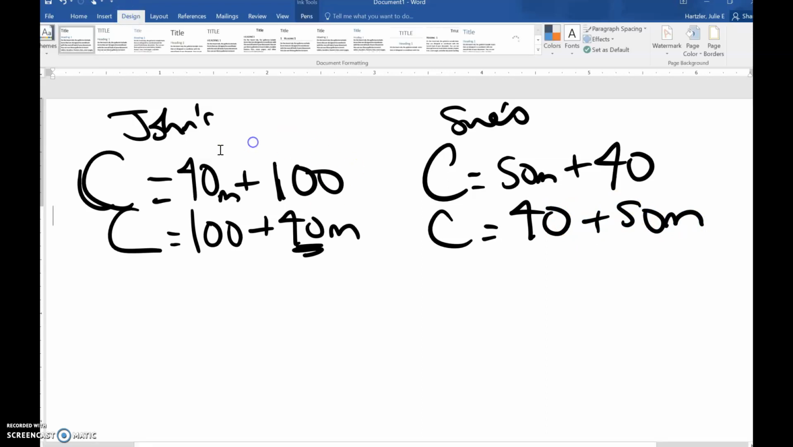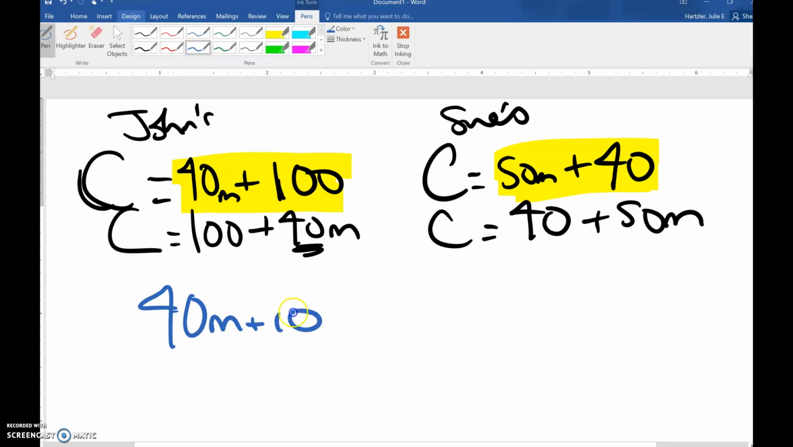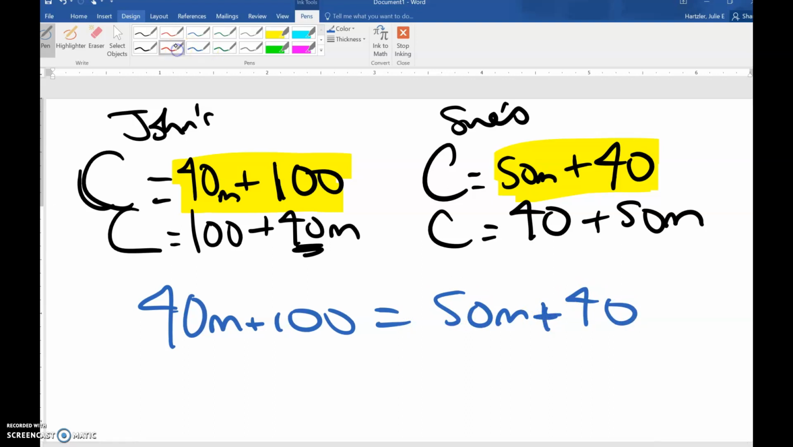So I want to know when this cost is equal to that cost. And so I'm going to set them equal to each other. So when does John's equation equal Sue's equation? The algebra will tell you what to do, but it should make sense. To remember, do order of operations backwards: you need to deal with adding first until adding is all gone, and then you'll deal with multiplying and dividing. So we got to get rid of all this adding.